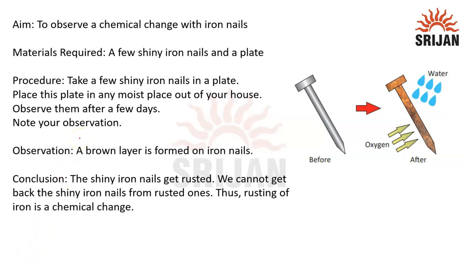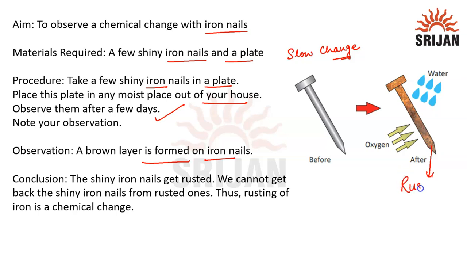The first activity is to observe a chemical change with iron nails. For that we will require a few shiny iron nails and a plate. The procedure is that we take a few shiny iron nails in a plate, place this plate in a moist place out of your house and observe them after a few days. This activity will require a few days because it's a slow change, and after a few days we will observe that a brown layer is formed on the iron nail. This brown layer is known as rust.